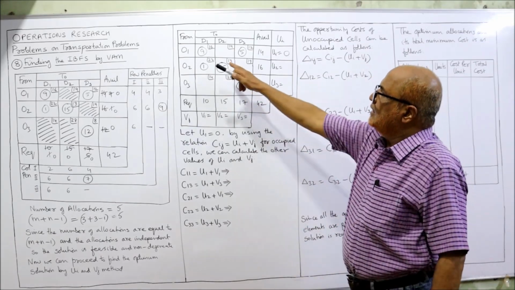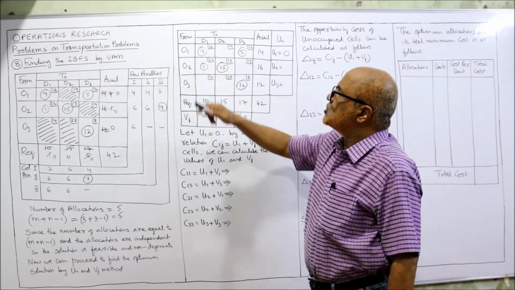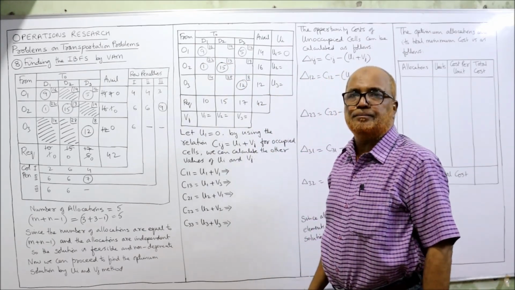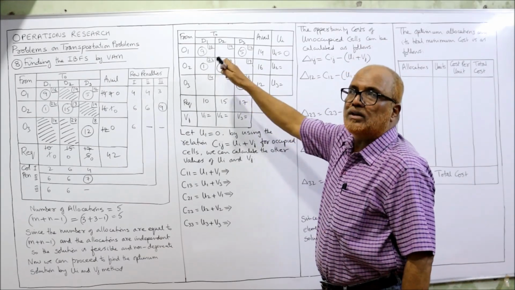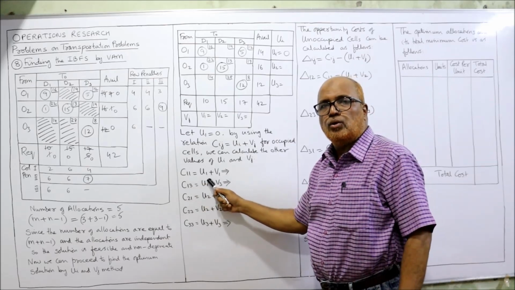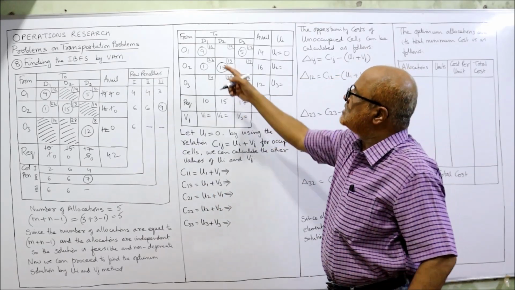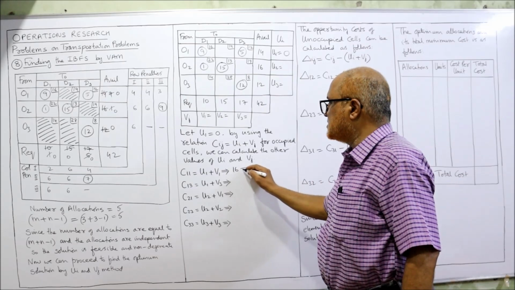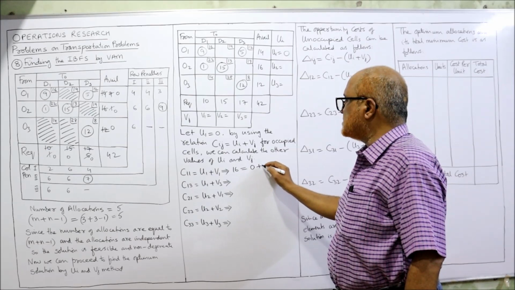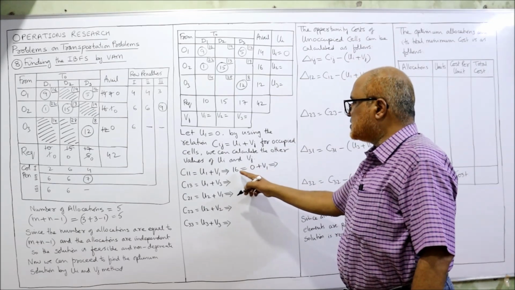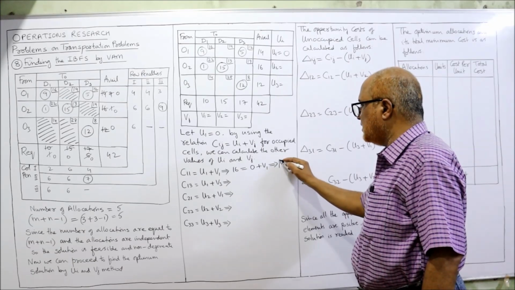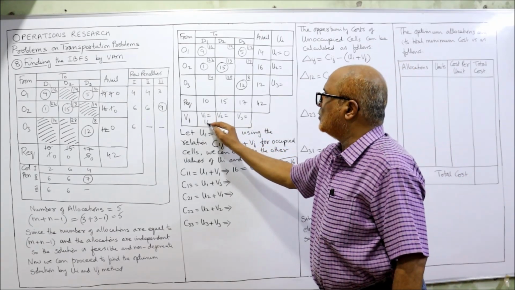For example, this is the first cell. What is the location of this first cell? First row, first column, C11. This is called C11. What is the actual cost? C11, 16. So here C11 is equal to U1 plus V1. How much is C11? 16 is equal to U1, U1 already I have taken 0, plus V1. So 16 is equal to 0 plus V1, or we can say V1 is equal to 16. That's all. One value we got.